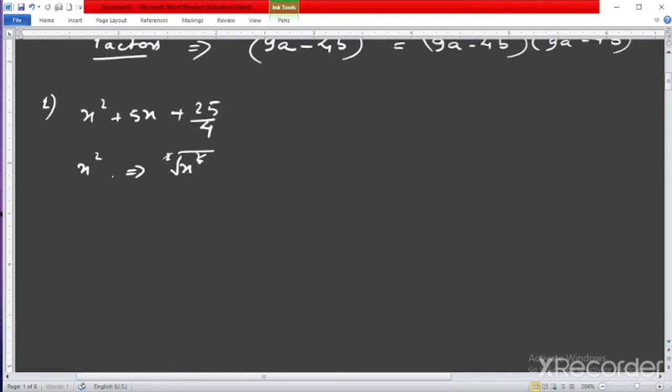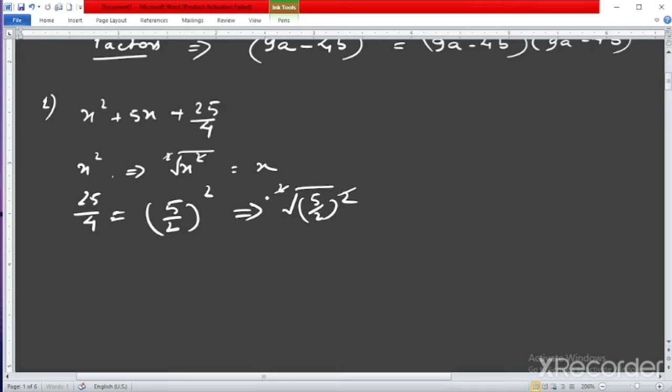Again, this will cancel out and you get x. What about 25 upon 4? It can be written as 5 upon 2 whole square. Is that clear? It is 5 upon 2 whole square. So again, the square root of 5 upon 2 whole square will give you what?